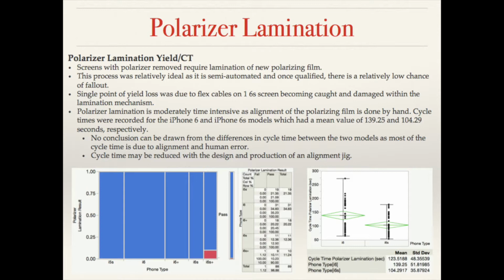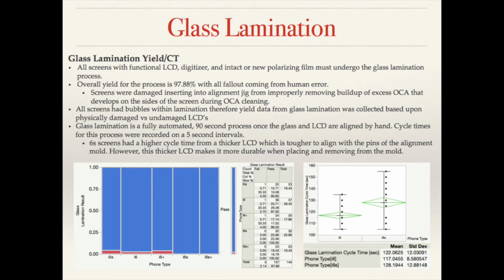The cycle time for this process is associated with ensuring the LCD has a perfect mirror-like finish as well as aligning the polarizer film to the LCD. Investigation will be performed into cycle time reduction if the process is to be scaled. All LCDs with original and reapplied polarizers are now joined back to the same overall process flow for glass lamination.